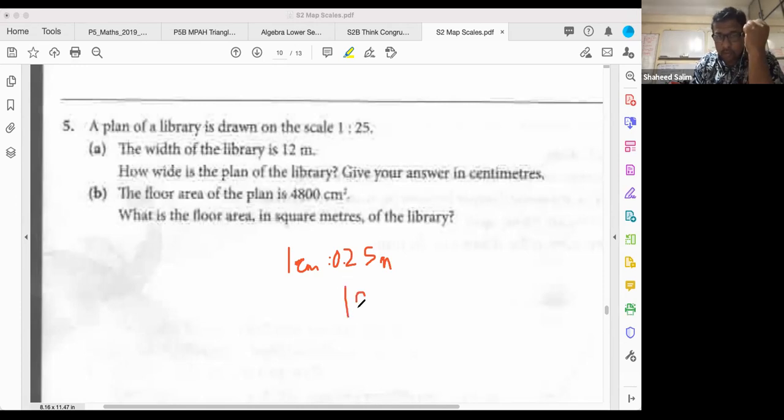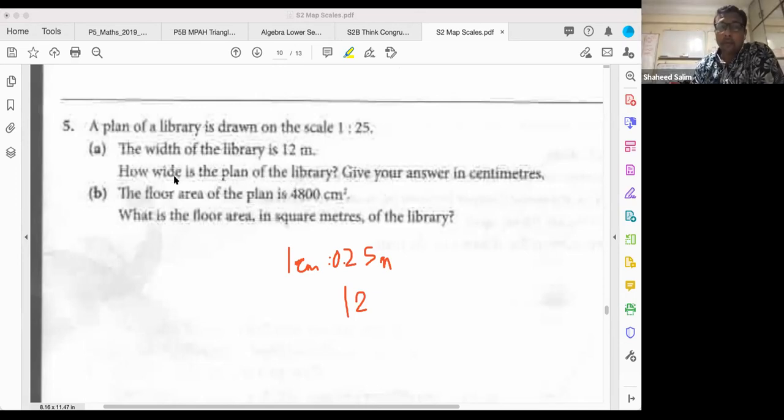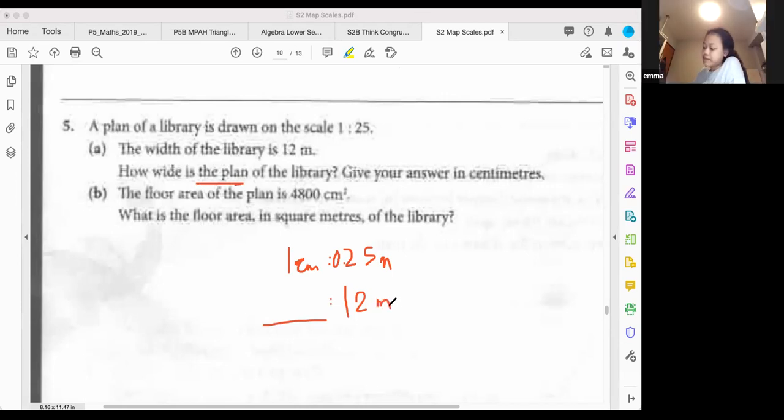So 12 meters here. You times by how many? I thought the 12 is at the other side. Okay, that's why you got to see now. How wide is the plan? So the plan is always on the left side, the reality on the right side. You agree?